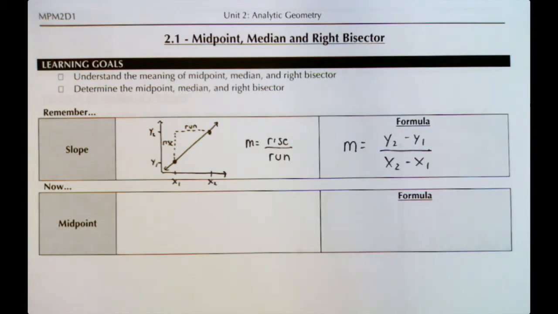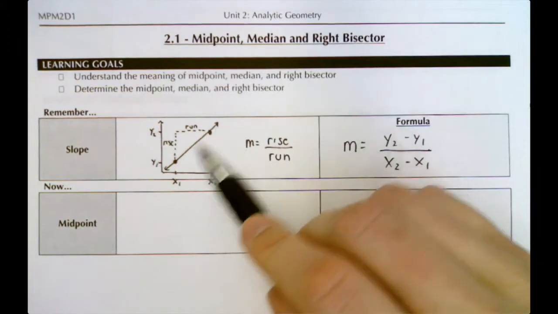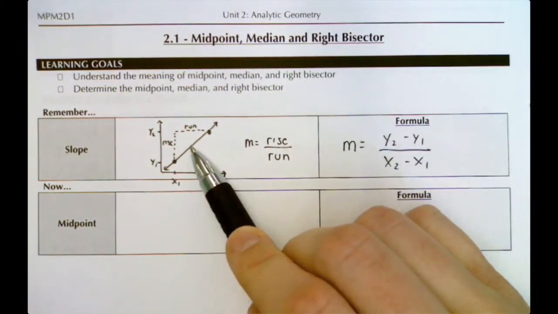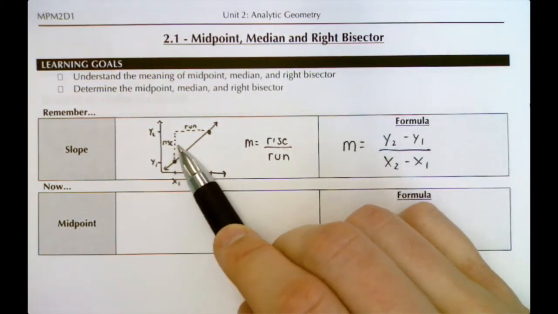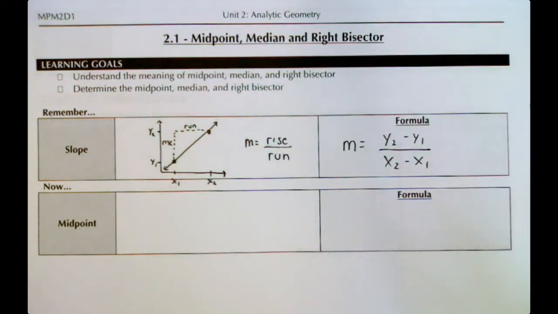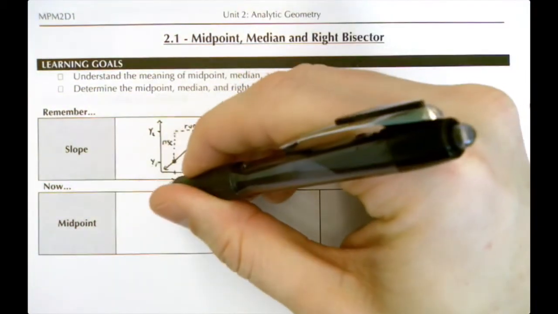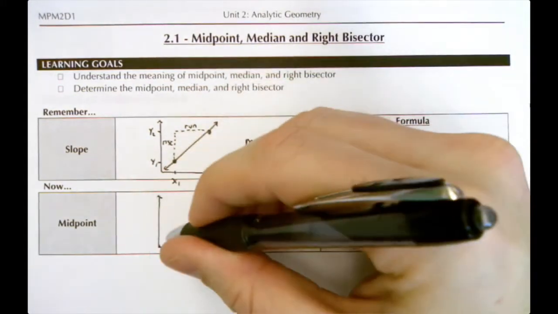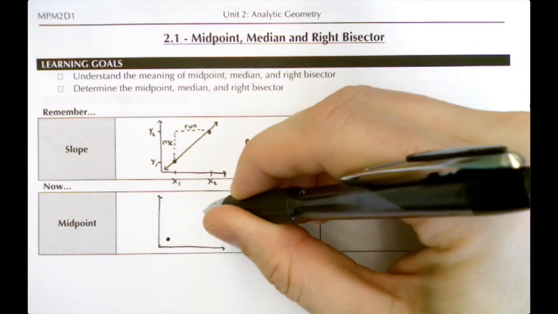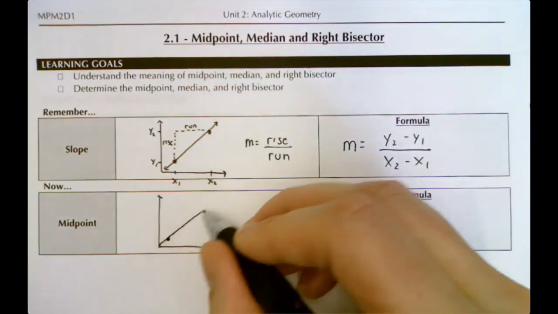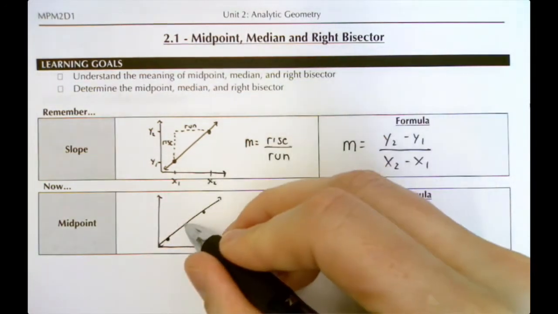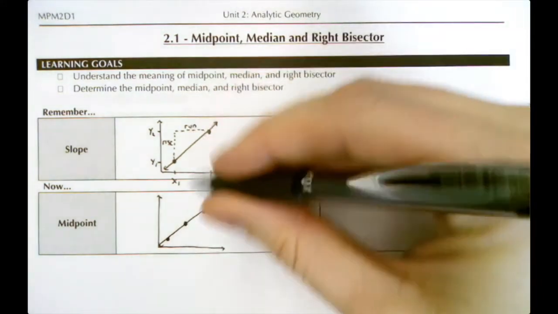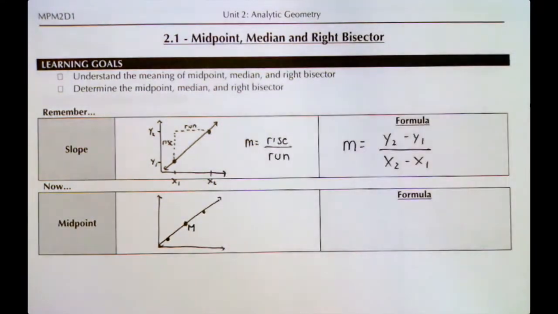To find the midpoint, we use the coordinates of our two points again, but we use them in a different way, because instead of looking for the steepness of this line, we're actually looking for the point in the middle, which would be half of the rise and half of the run. And the way we do that is, well, on a graph, let's draw it. Let's say we have the same two points, and we wanted to find a point in the middle. And I'm going to label that point M for midpoint.